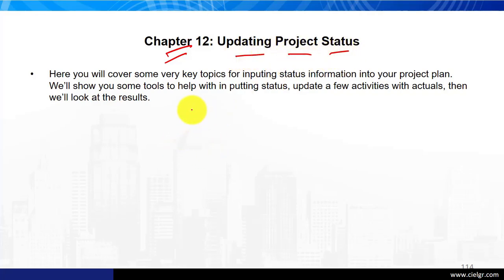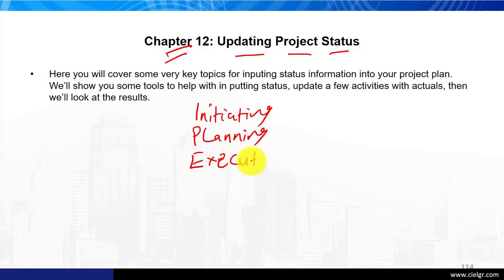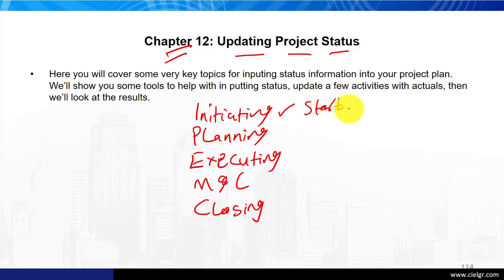If you've paid attention to when we started, we said that there are 5 process groups in project management. We have the initiating, then the planning, the executing, the monitoring and controlling, and then the closing. During the initiating, this is basically where we start the project, like we explained. That's where a charter, or project charter, is issued. And then during the planning, what we've been doing since we started this particular course is under planning.